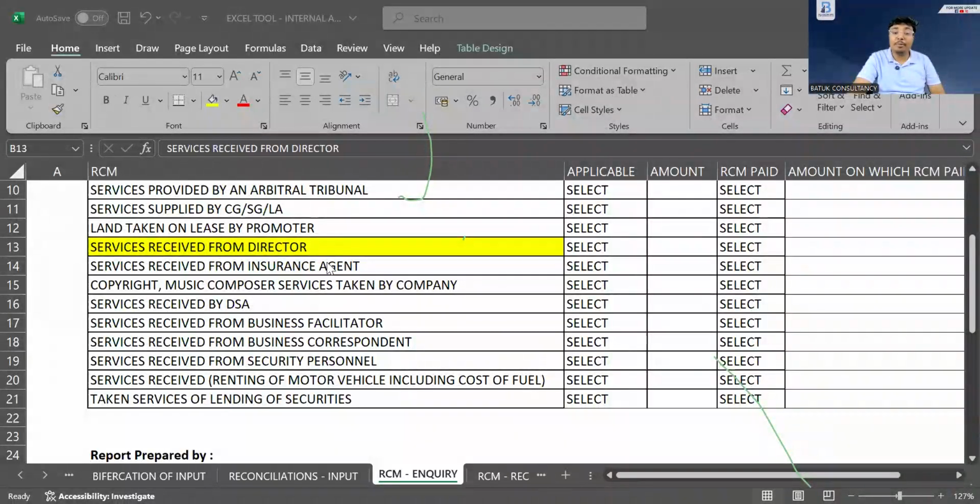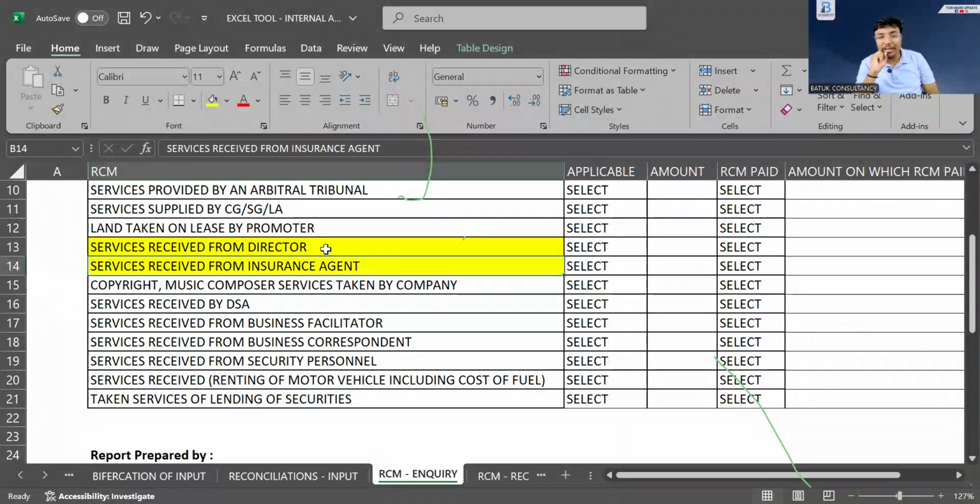Services received from an insurance agent. If you are doing the audit or the internal checkup of an insurance agency, insurance client, okay, in that case, if that insurance client has booked the expenditure with the name of amount paid to insurance agent, in that case, yes, RCM is applicable, not under forward charge, under reverse charge mechanism.